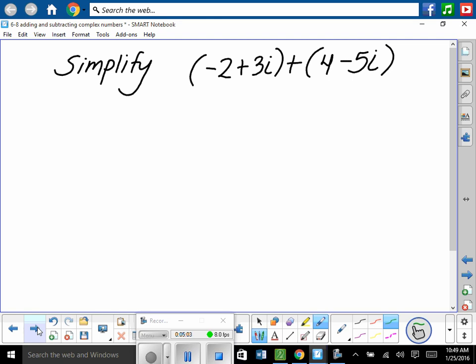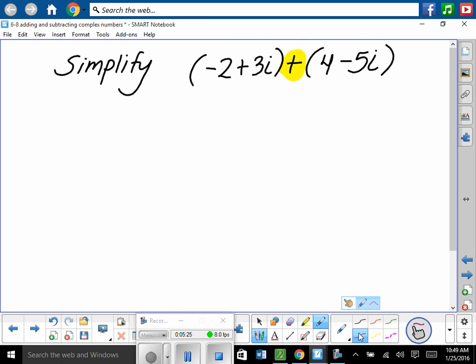Now pay attention to this. The most common mistake is students see the parentheses and they automatically start multiplying and distributing. Distributing is a multiplication property, right? Now look, with your eyeballs, isn't that a plus sign? So we won't multiply, we're adding these complex numbers. So let's go ahead and do that.